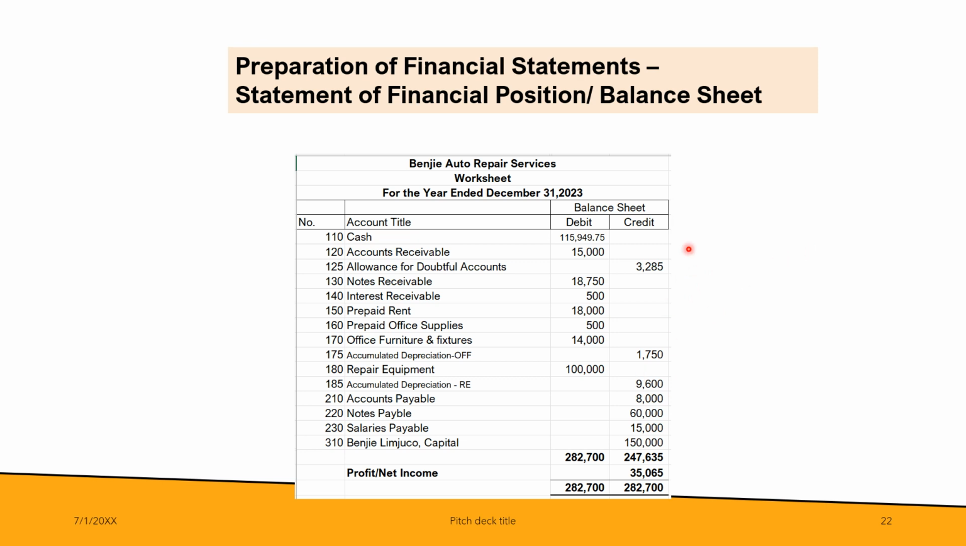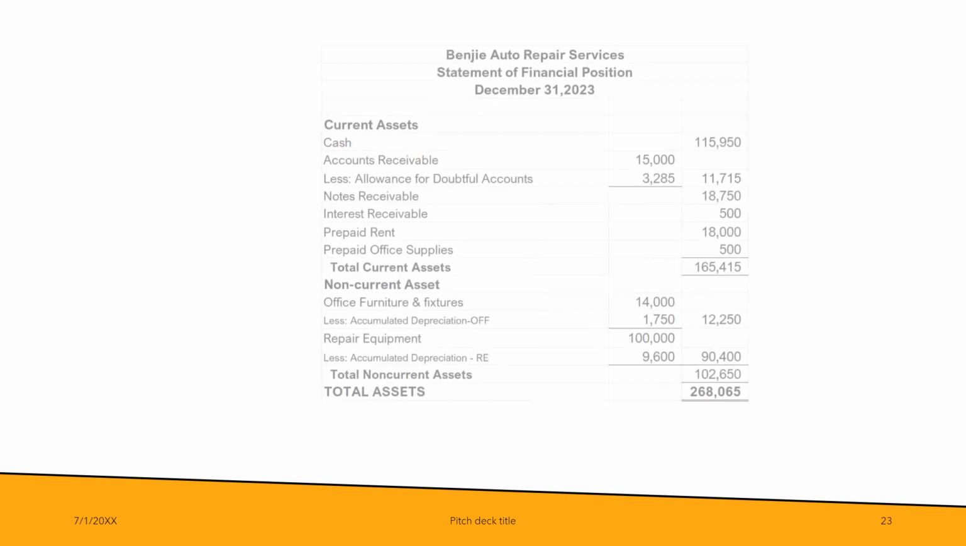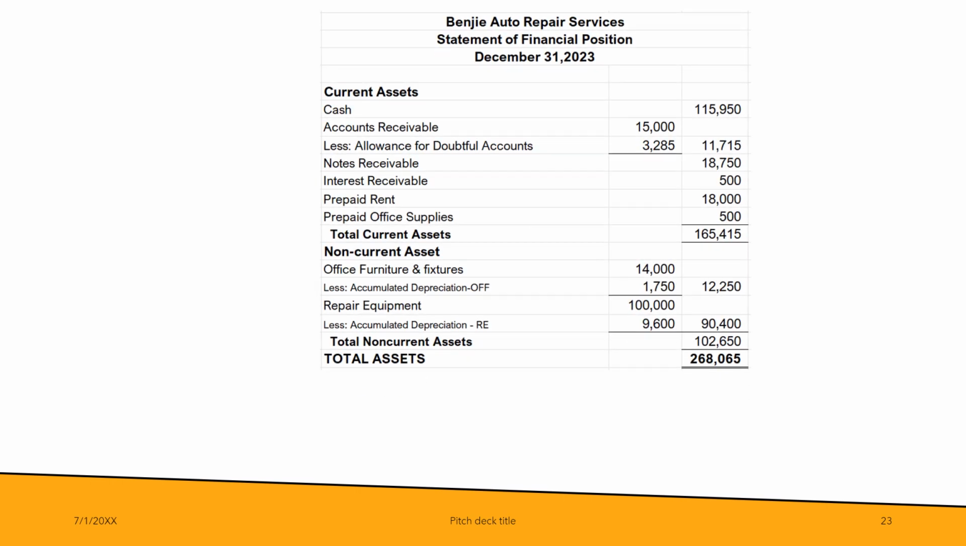So let us formalize this worksheet containing balance sheet accounts and make it a formal report. And we call that statement of financial position or balance sheet. This is how the statement of financial position or balance sheet looks like. This is again a formal report.